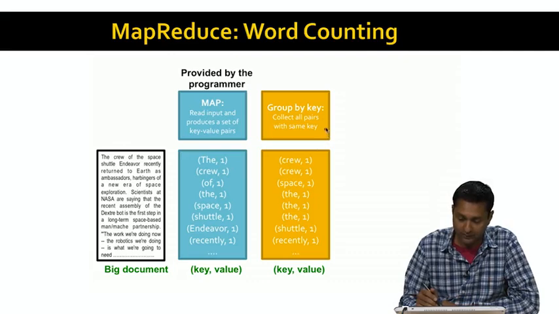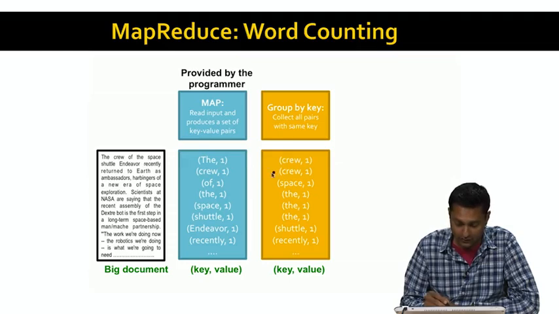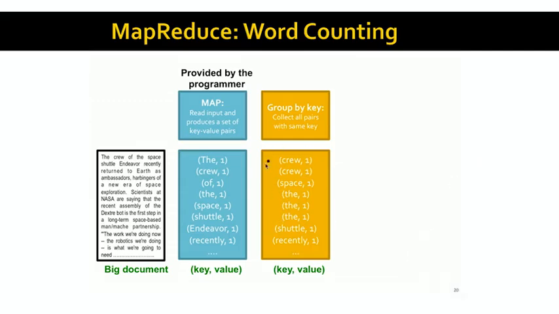Now, the next step is the group by key step, which collects together all pairs with the same key. So you can see that there are two intermediate tuples with the key crew, and those are collected together here. There's one with the word space. There are 3 with the word the, and so on. And they're all sorted and collected together in this place here.